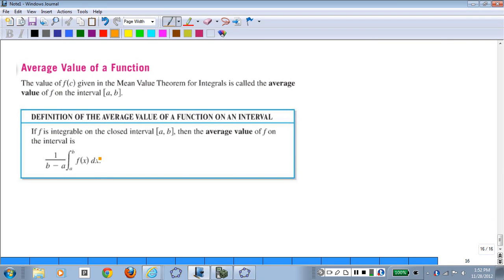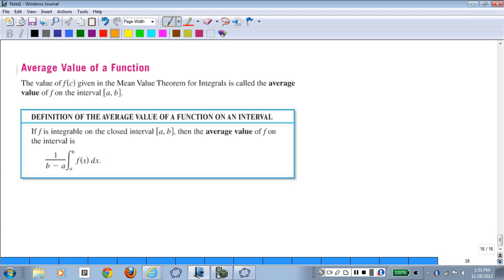We find the total area. Actually, it's going to be not the total area. This is going to work both for positive f's and negative f's. The net signed area. And then divide by the length of the interval. This is the average value.